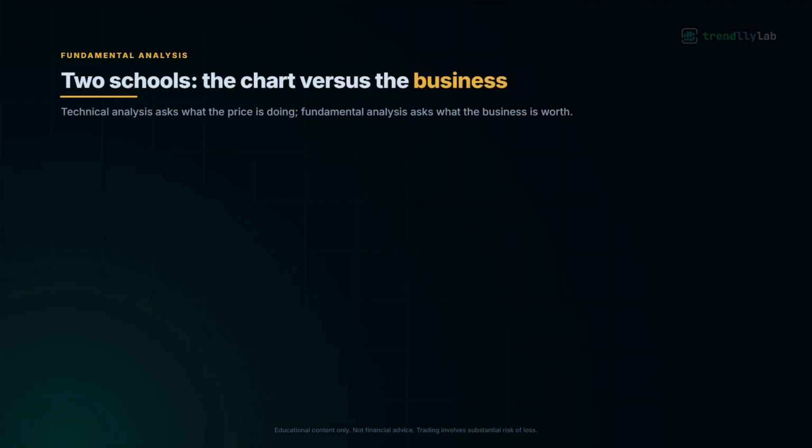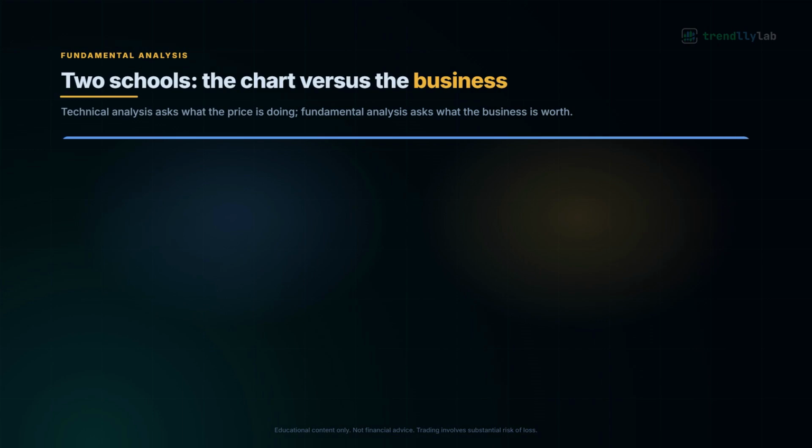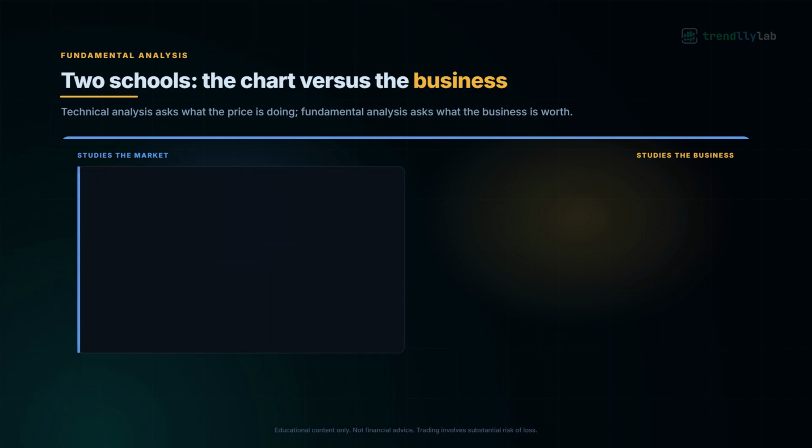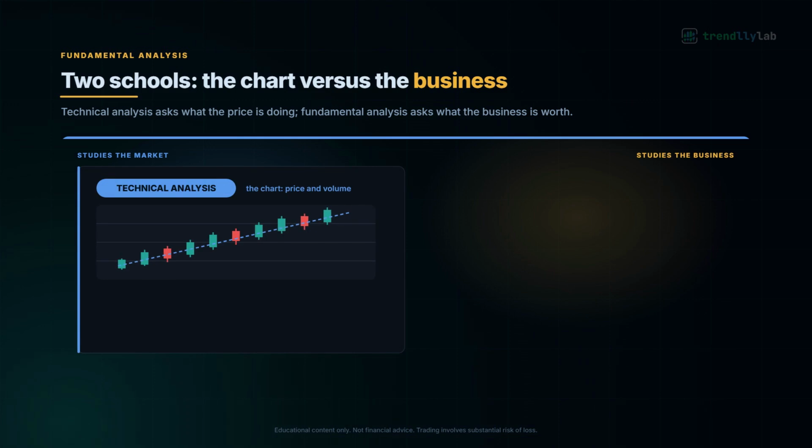Two schools. One studies the market, the other studies the business. Put them side by side. On the left, technical analysis. The chart, price and volume. Candles, drawn out over time. It looks for patterns, trends, and momentum. It largely ignores the company itself and focuses on the behavior of the market. Its question is, what is the price doing?